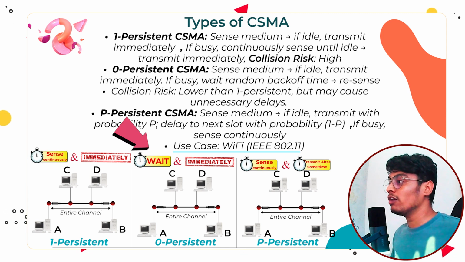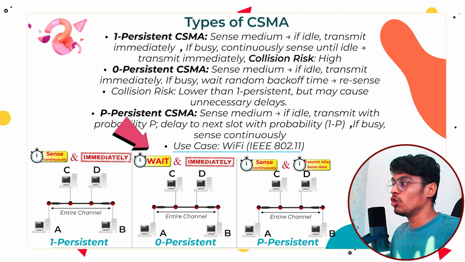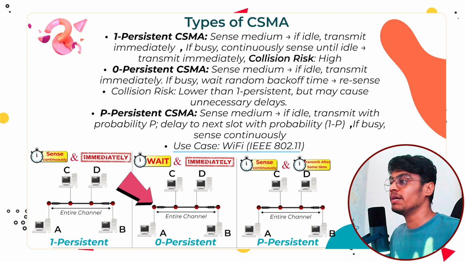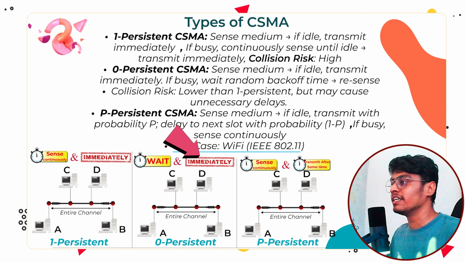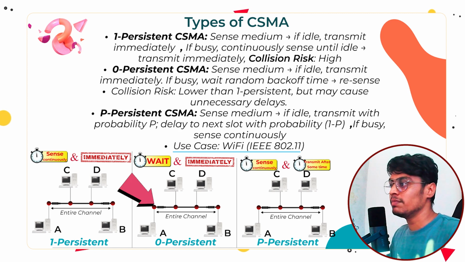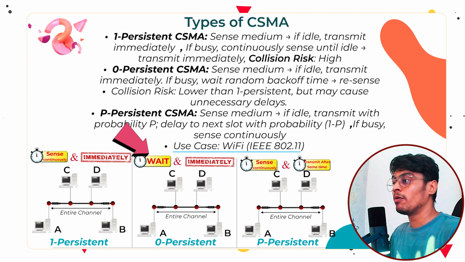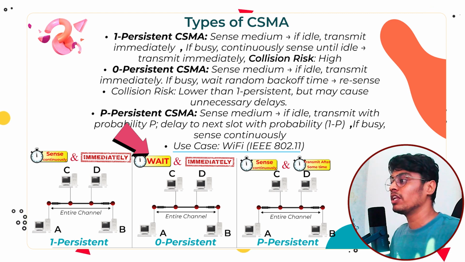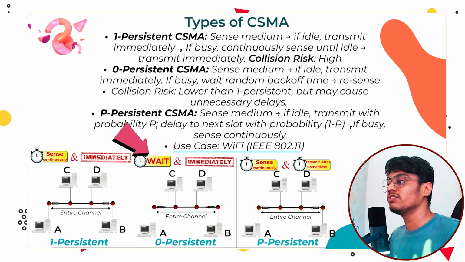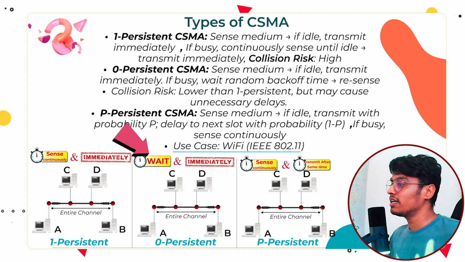Now next we have 0 persistence CSMA. In 0 persistence CSMA, when a node checks the medium, if the medium is idle, then it will immediately transmit its data, same as before. But if node A checks that the medium is busy, or finds that a signal is already moving, then what will A do? It will wait for some random amount of time. This random amount of time we will call backoff time. Okay, and after this waiting period ends, it will start its transmission.